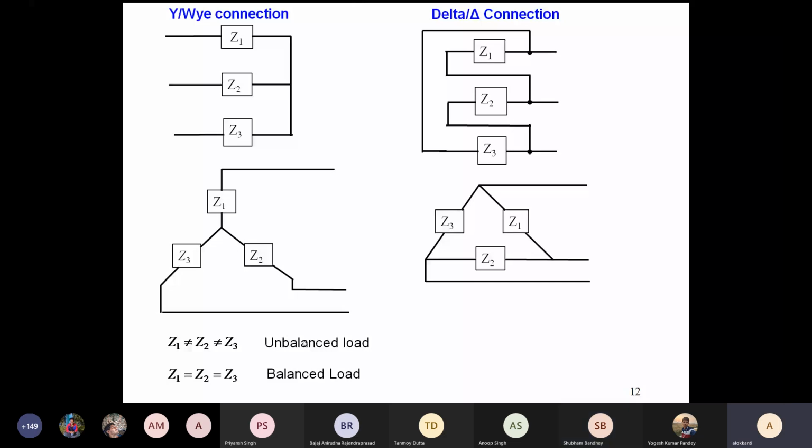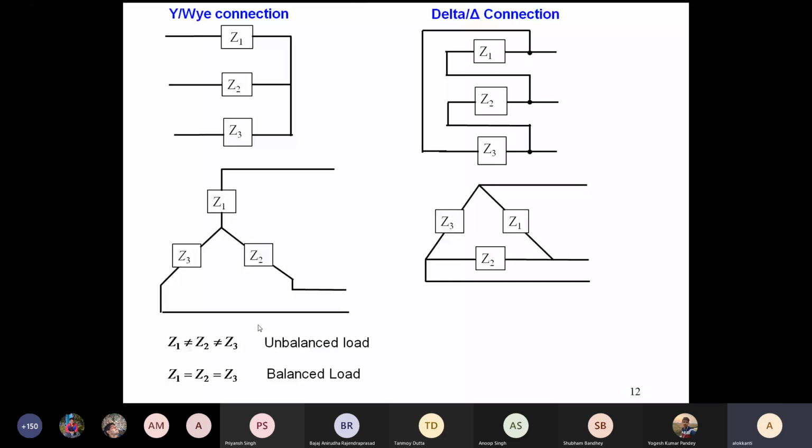The impedances can be connected in the star configuration. They can be connected in the delta configuration. And if all the impedance values are equal, whether it is in the star or in the delta, then it is known as the balanced load.